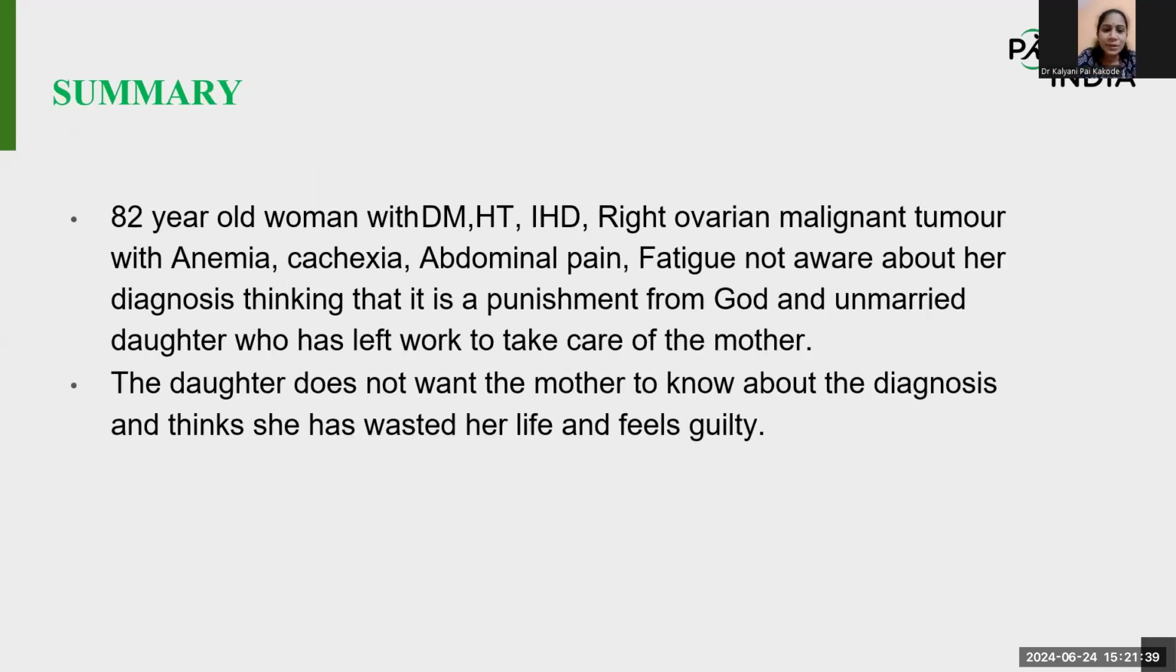Summary. So this is an 82-year-old woman with diabetes, hypertension, ischemic heart disease, and a right ovarian malignant tumor. Also, she has anemia, cachexia, abdominal pain, fatigue, and is not aware of her diagnosis. The unmarried daughter has left work, and financial difficulties will be faced later on once their savings are exhausted. And also, the daughter does not want the mother to know about the diagnosis. So we don't want the patient to die feeling guilty. So we are also facing a lot of guilt now.